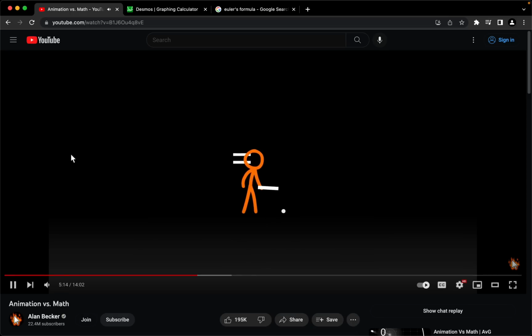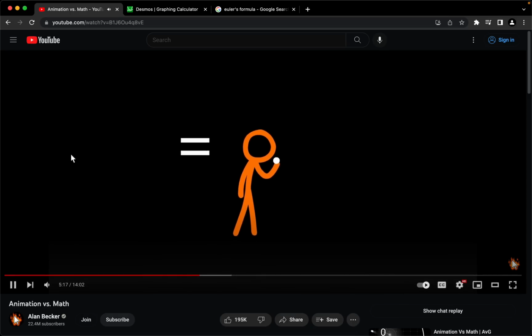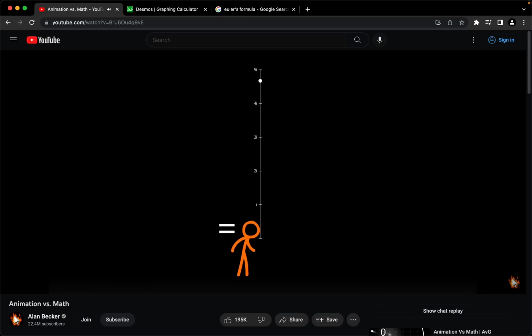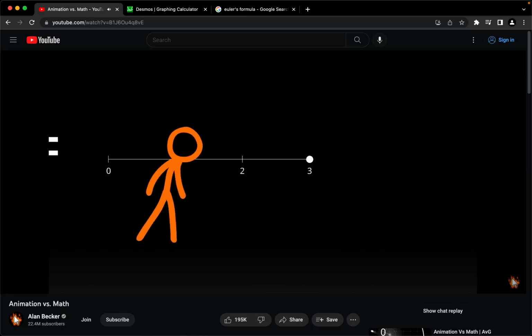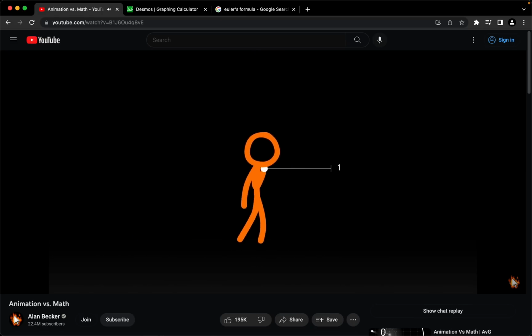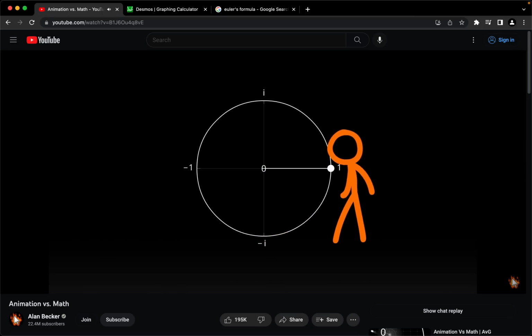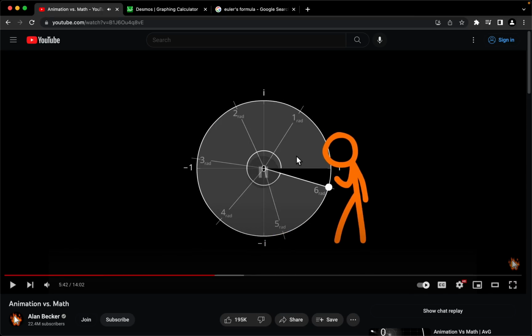Let's see. Then he discovers kind of this coordinate system. Oh, what can I do with this? Oh, imaginary numbers? The complex plane. The real plane. The real number line. Then he makes this kind of unit circle. And then he discovers radians.